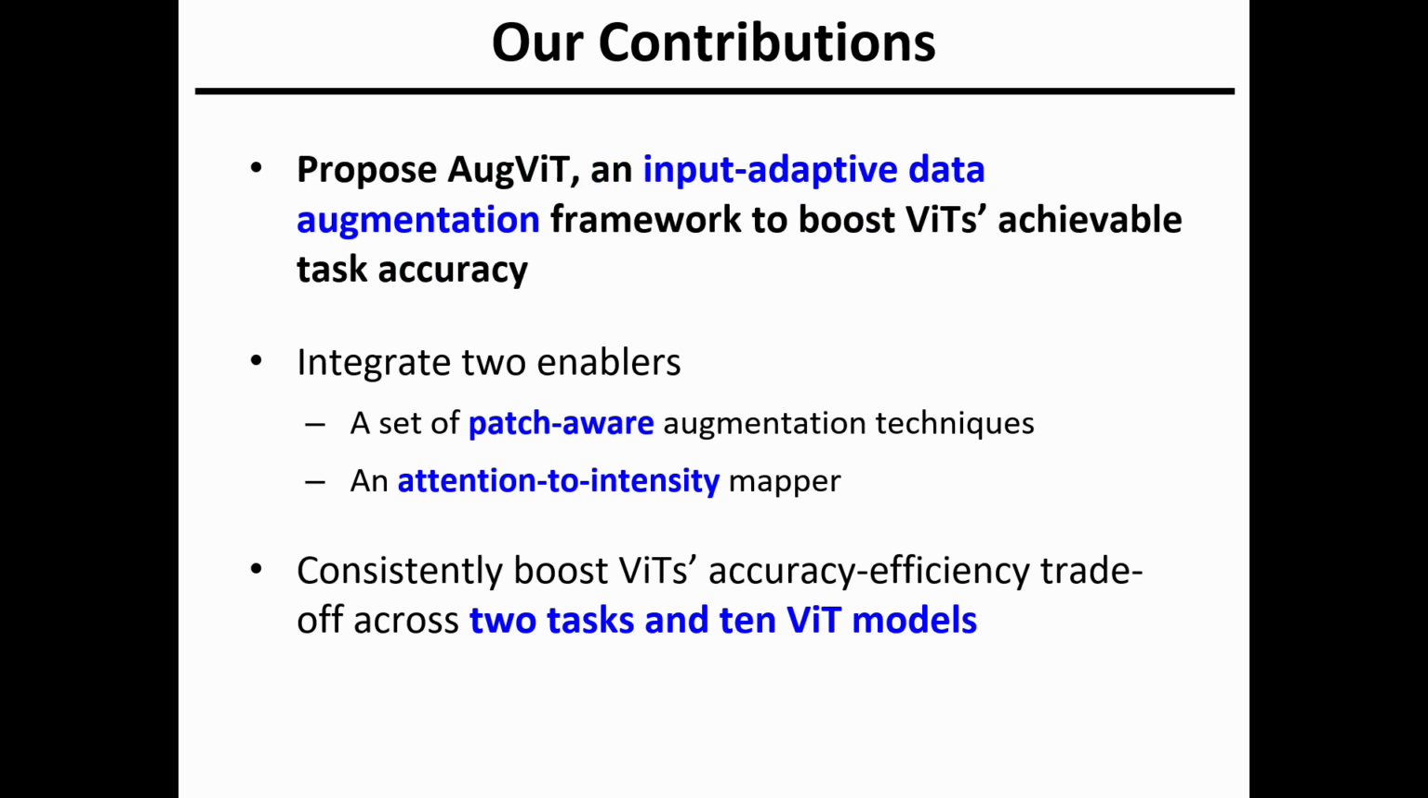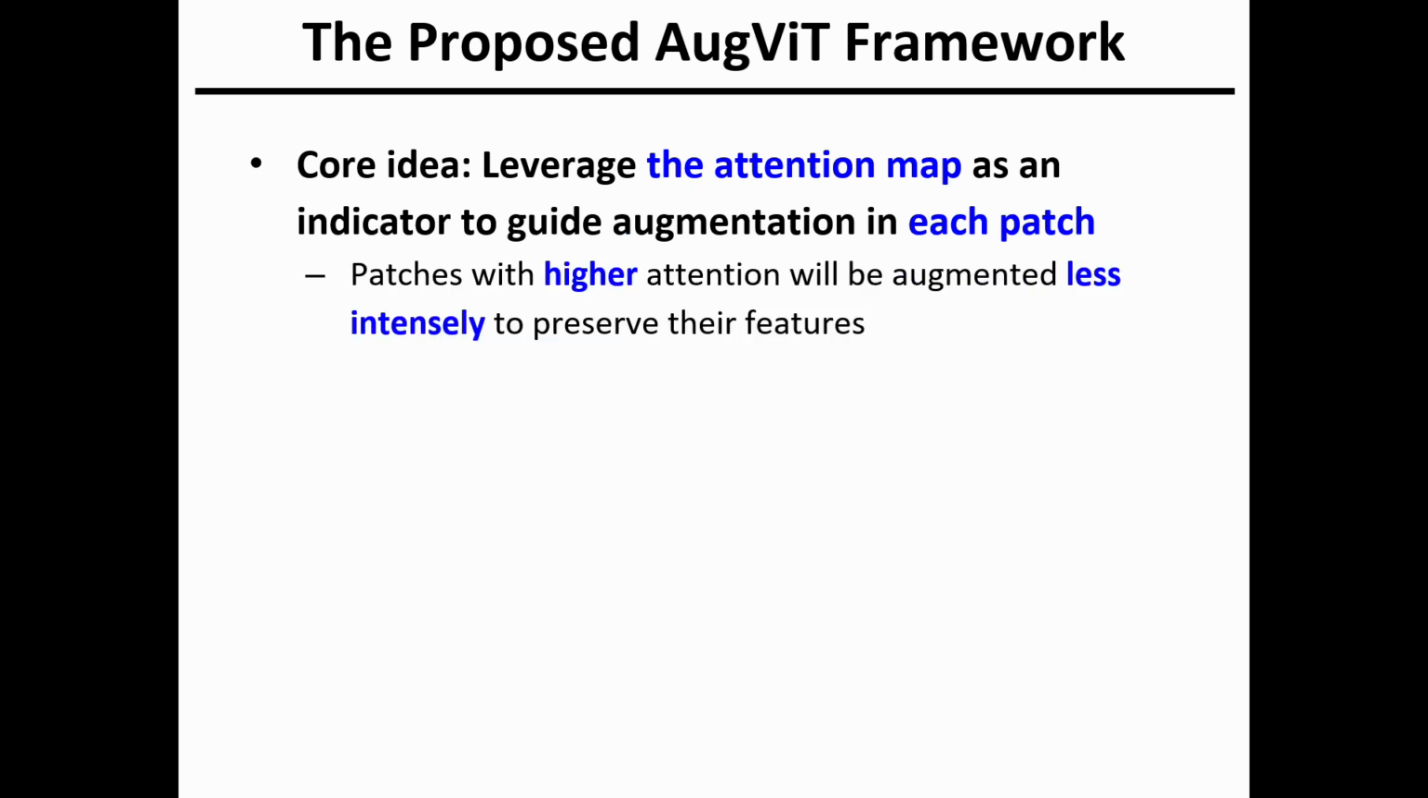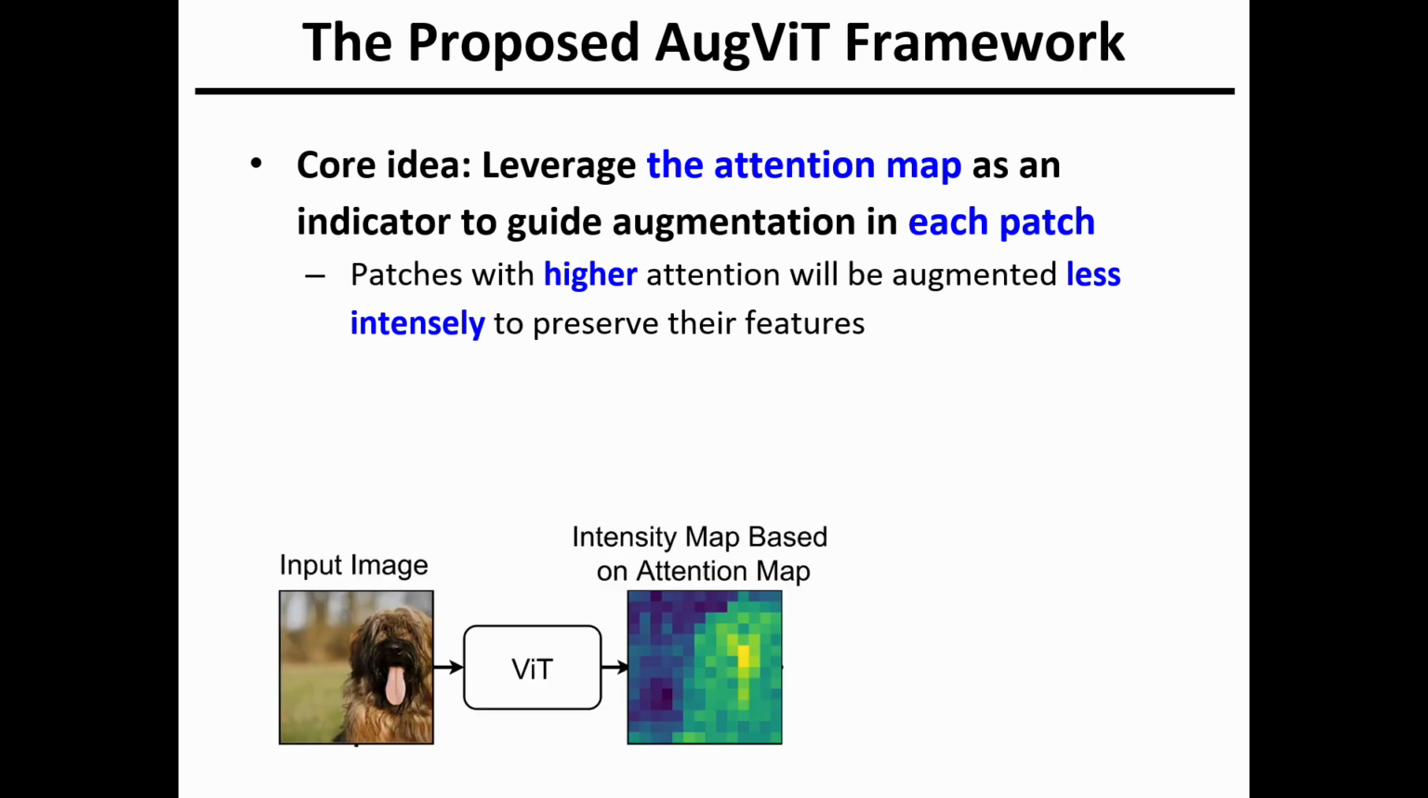First, we will provide an overview of our proposed AugViT framework. The core idea of AugViT is that we leverage the attention map as an indicator to guide the augmentation intensity in each patch. Our high-level insight is that patches with higher attention will be augmented less intensely to preserve their features, which can be helpful for vision transformer training.